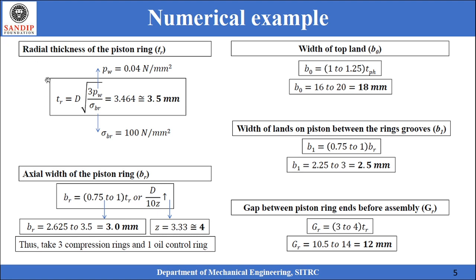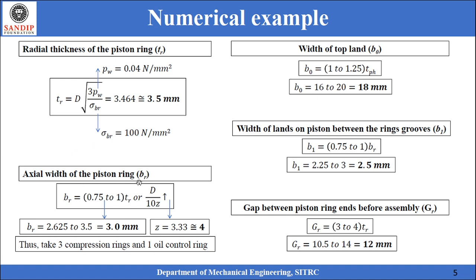First, we have to design radial thickness of the piston ring, TR. The formula is known to us, but given data is not sufficient to calculate the value of TR. So PW is assumed as 0.04 Newton per mm square and sigma BR is assumed to be 100 Newton per mm square. The value of TR is achieved as 3.464, which is rounded off to 3.5 mm.